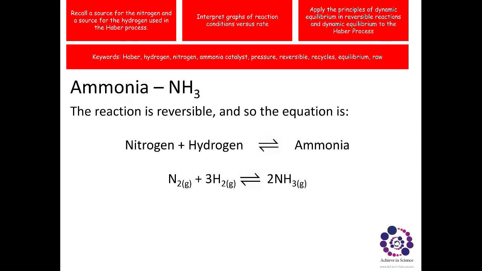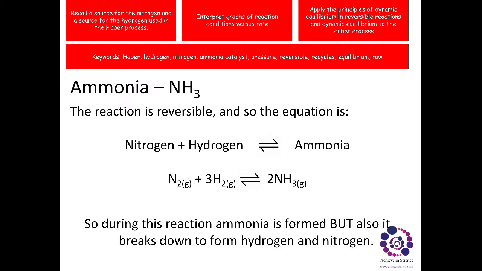The symbol equation for this is N2, which is a gas, so given the symbol (g) in brackets, plus 3 lots of hydrogen produces 2 lots of ammonia, all of which are gases, and that's important later on. During this reaction then, ammonia is formed, but also breaks down to hydrogen and nitrogen.